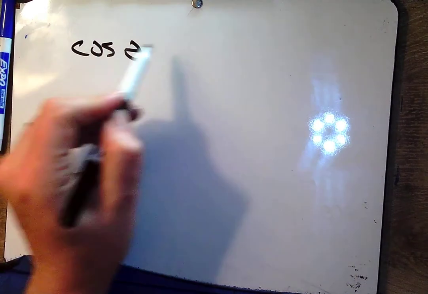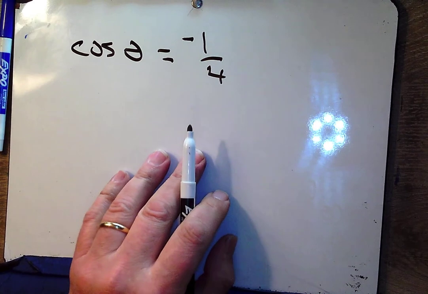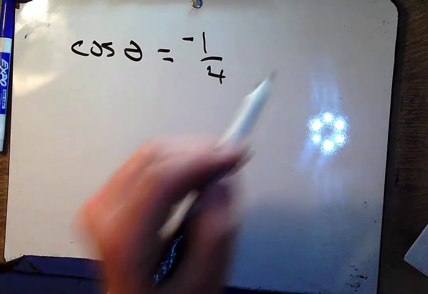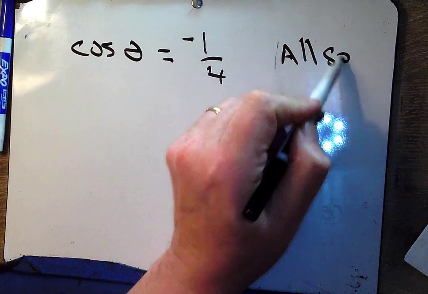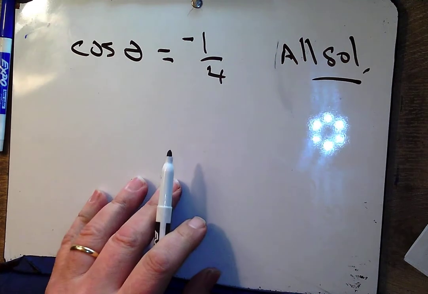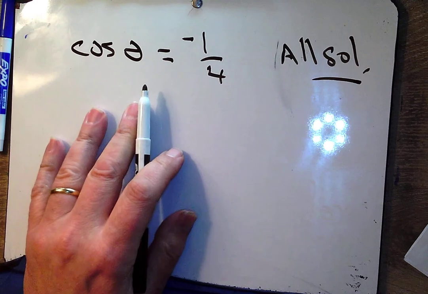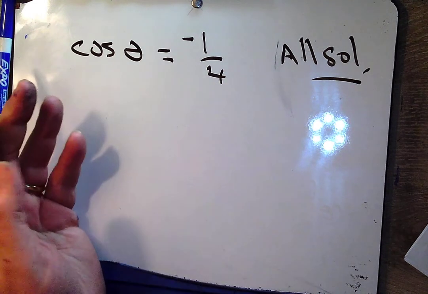Okay, and this is the last of my Bell questions. It's cosine theta equals negative 1/4. Can you solve that one? Yeah, let's do all the solutions. Okay. How'd it go? What'd you do? I don't know when cosine is equal to negative 1/4. I agree, I don't either.